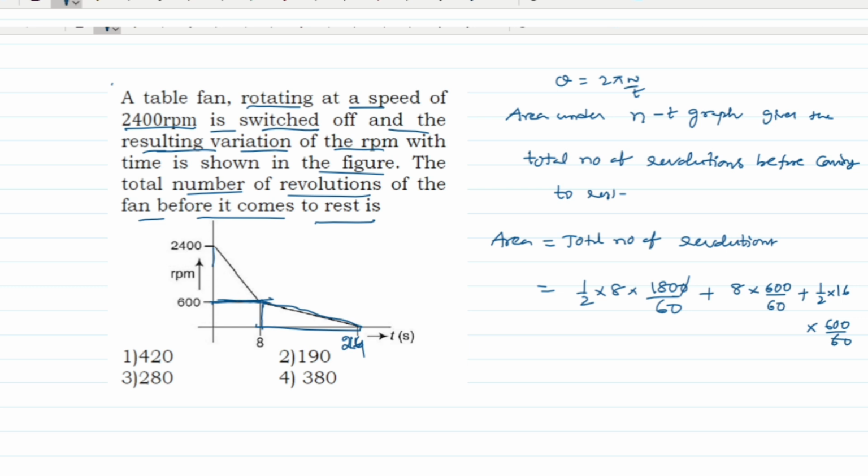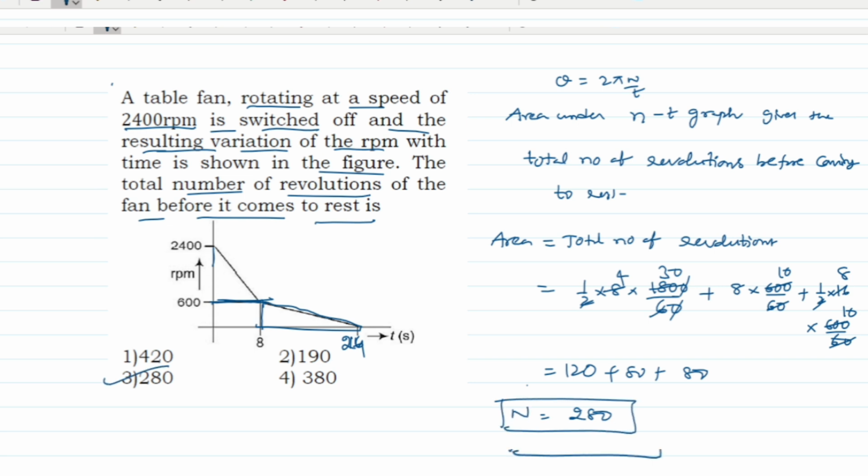Now here you have to cancel, students. Here the 10 gets cancelled, 30 is there, and 4 into 30 will be 120, plus this is 60 into 10 times, and 2 8s are 8 into 10 will be 80. So this is 200, and 200 plus 80 will be 280. So the number of rotations will be 280, students. Here this value will be 24 you can take, students.